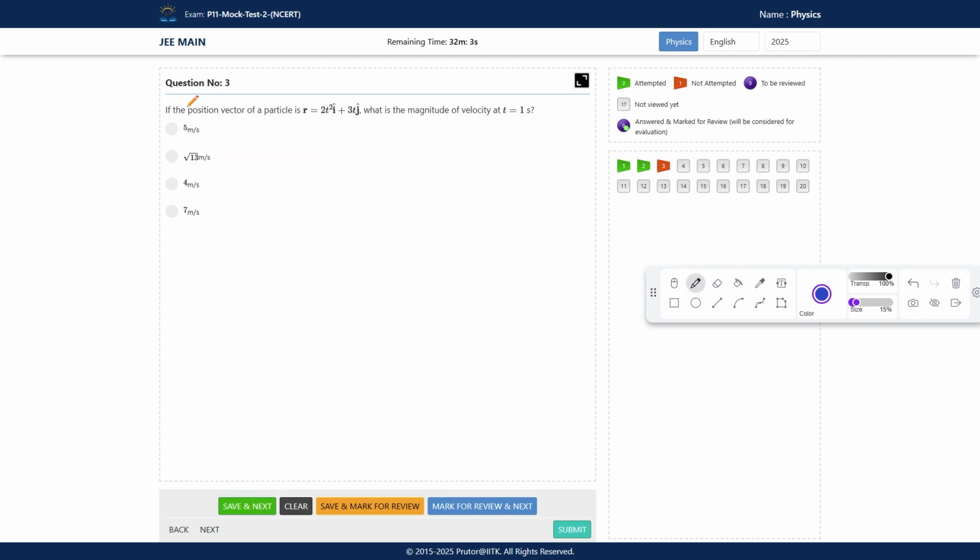Third question: if the position vector of a particle is r is equal to 2t square i cap plus 3t j cap, what is the magnitude of velocity at t equal to 1 second? So here you have to find out the magnitude of velocity at t equal to 1 second. Please solve this question. So we know v is equal to dr upon dt. So just substitute the value of r, that is the position vector, and find out the velocity at t equal to 1 second.